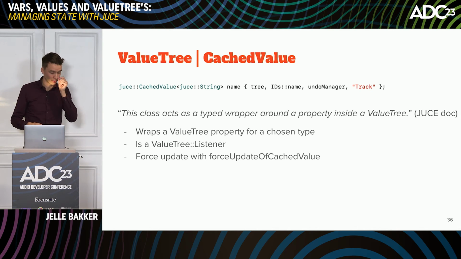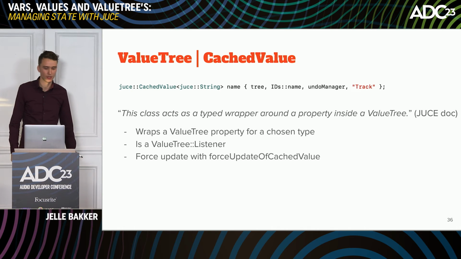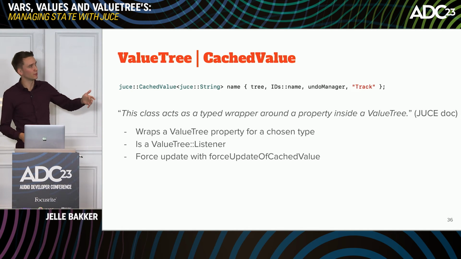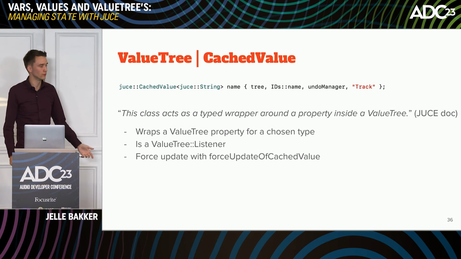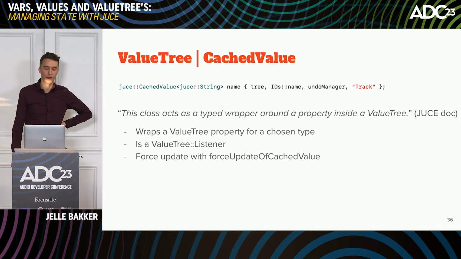So this is a problem that you can solve by calling force update of cached value. So if you want to use name in a callback of the name change, to be safe, you have to first call the update of cached value to make sure the value is actually up to date. There are a few alternatives.